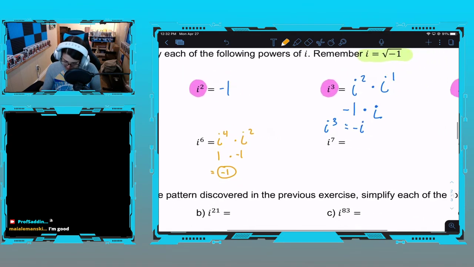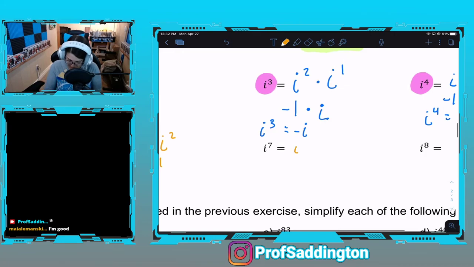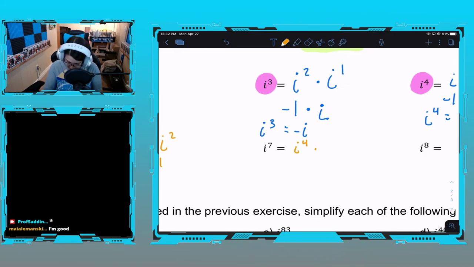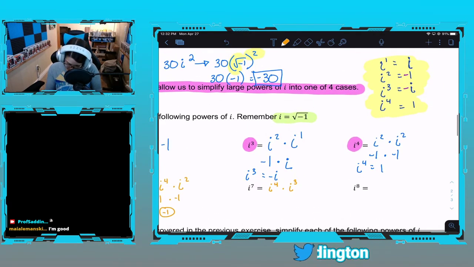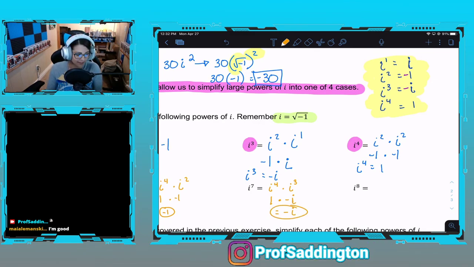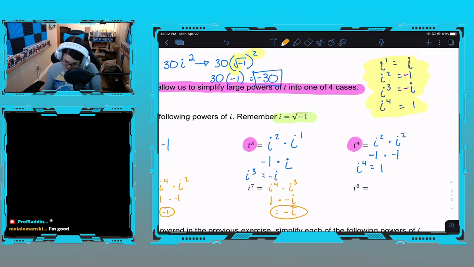So we can do the same thing with i to the 7th. We can do i to the 4th times i cubed. Well, what's i to the 4th? We said i to the 4th is just equal to 1. And i cubed is equal to negative i. So therefore, it equals negative i. So, nothing too shabby.